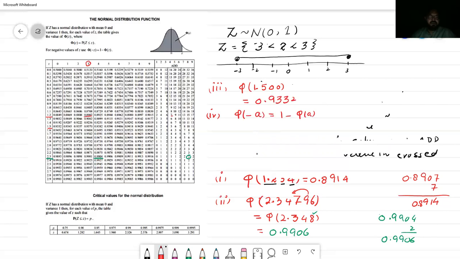Suppose I want to find phi of minus 2.348. It will not be possible because in this table there are no values with the negative sign. So what will you do? You have to make it positive. How will you make it positive? You have to write this answer: 1 minus phi of 2.348.